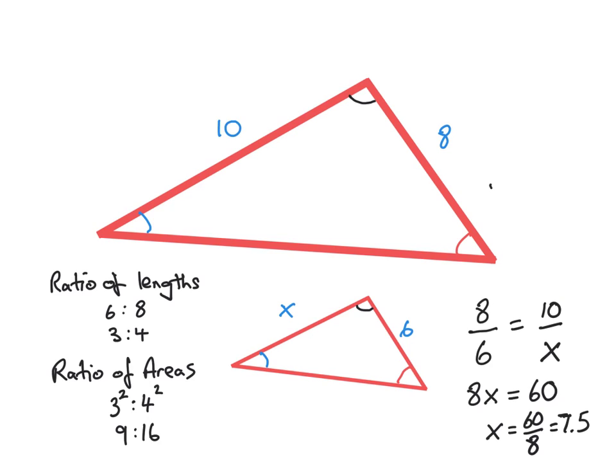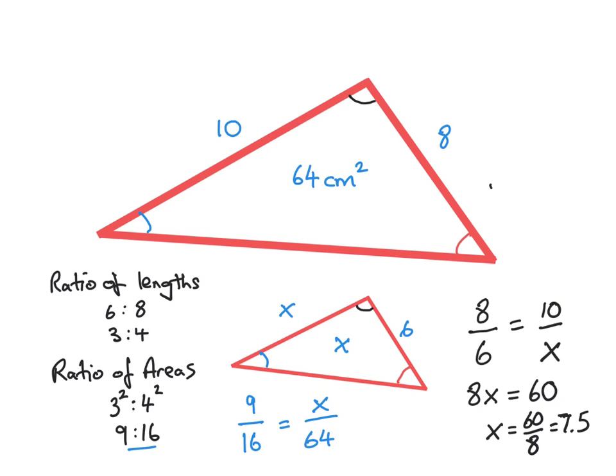So if this triangle here had an area of 64 centimeters squared, then what would the area of this one be? So you'd set your ratio up, 9 over 16, 9 being the area of the small one, so x is the area of the small one, over 64. So 9 over 16 is the ratio of areas.